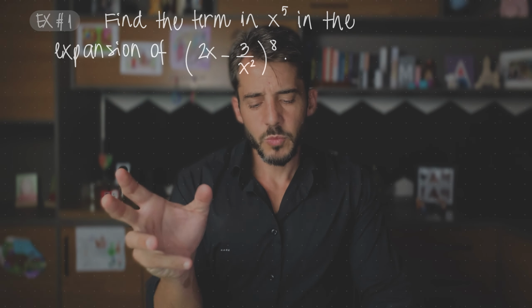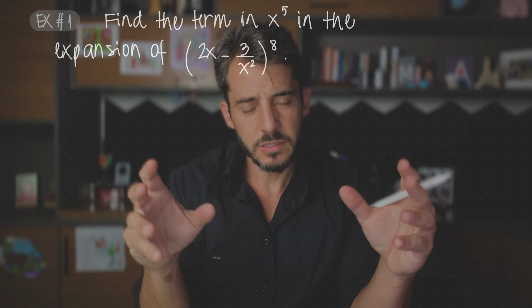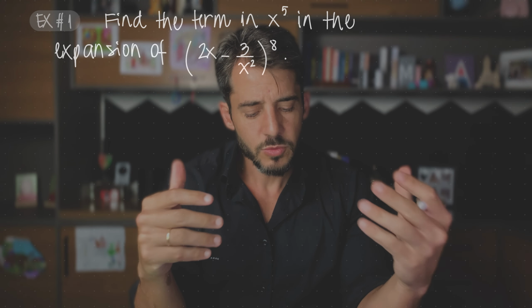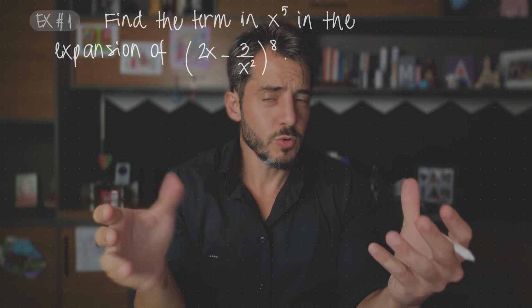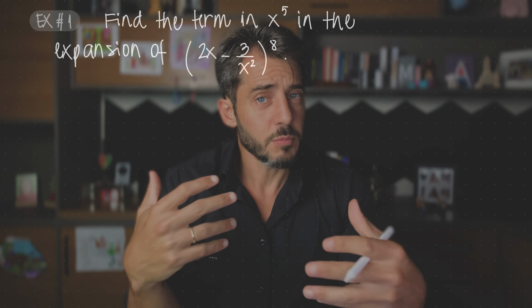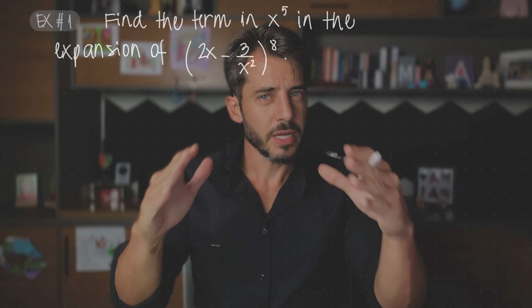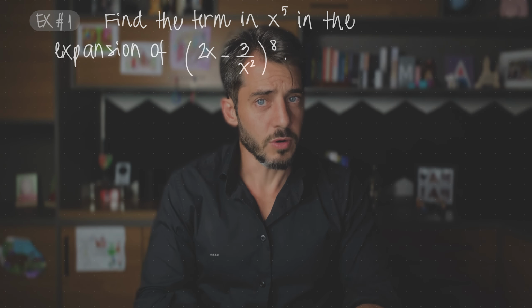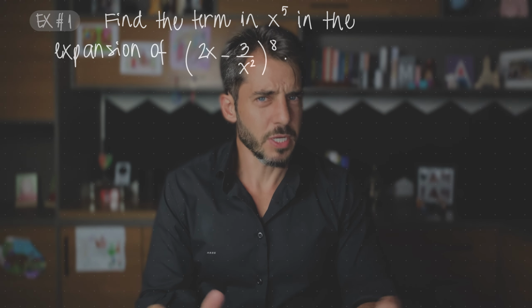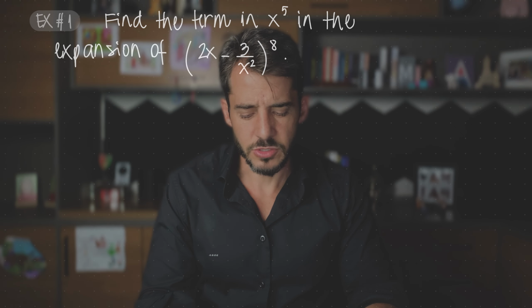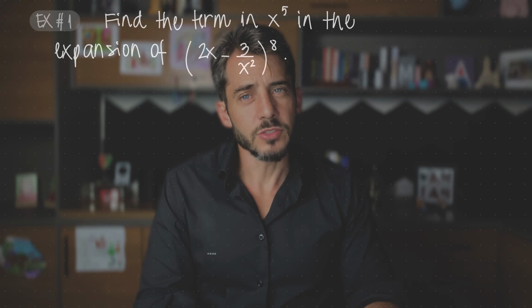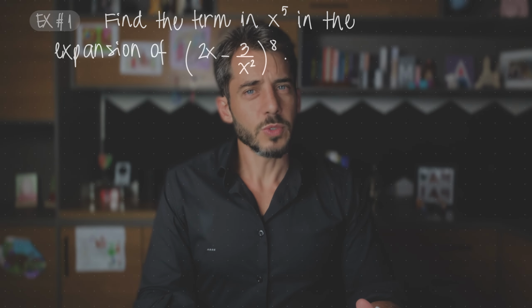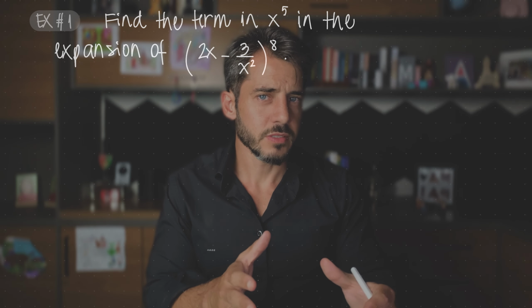In exercise number one, we need to find the term in x to the fifth in the expansion of (2x minus 3 over x squared) to the power of 8. Now, given that we have a binomial to the power of 8, it is not practical to create Pascal's triangle up to the eighth row. It takes too long. And by the way, that's not the idea for this exercise. It's not a sophisticated process. A better idea is to understand how each term is created.